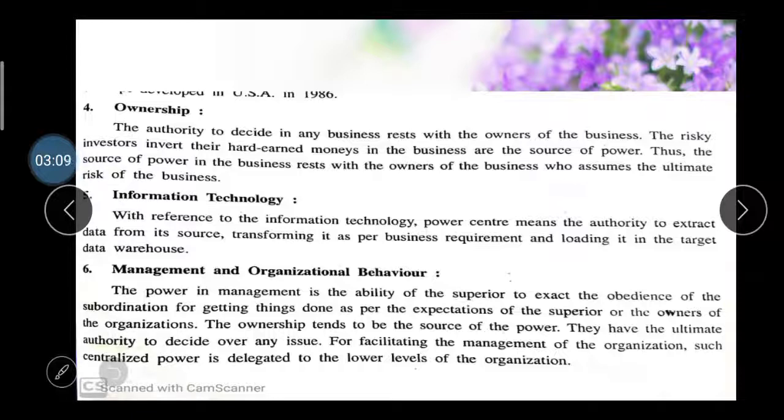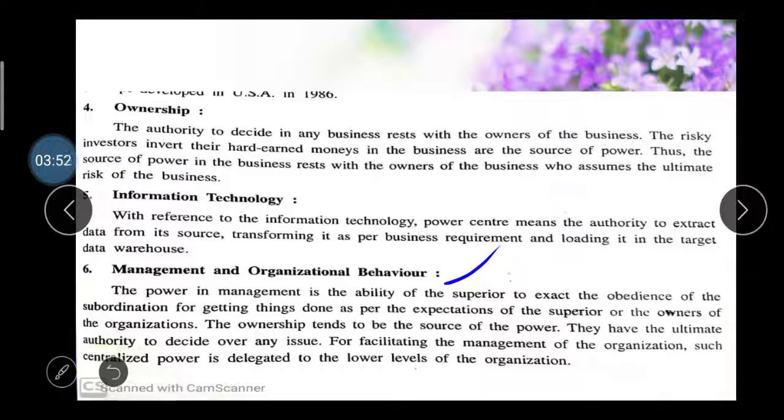Then information technology. With reference to information technology, power center means the authority to extract data from the source, transform it as per business requirement, and load it as target data in the warehouses. Then last one, management in organizational behavior. What is the meaning of power center? The power in management is the ability of the superior to get obedience from the subordinate and get things done as per the superior's expectation. Ownership tends to be a source of power, and they have the ultimate authority to decide on any issues.